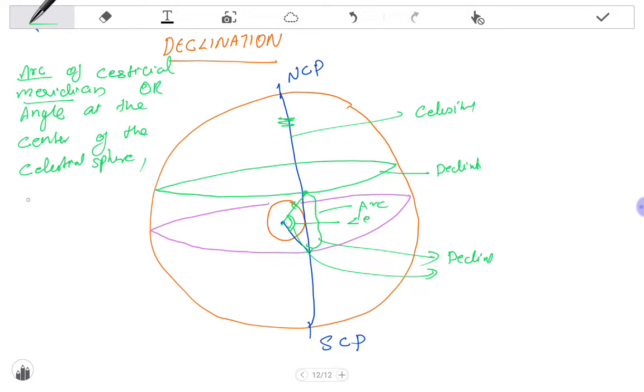Between the equinoctial and this declination circle.